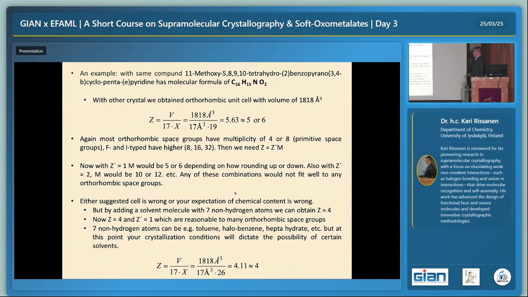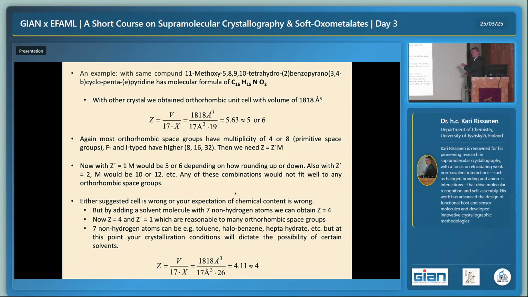And we just add this now. We redo the calculation. Now the only difference is that into here we add 7, so this number will change to 26. We repeat the calculation, and we get 4.11, which is 4. Yes. The point really is that now we managed to find out that our unit cell is correct, but our chemical composition is not correct, because it was lacking some atoms.